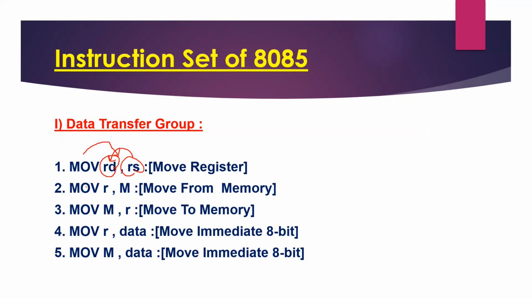Second instruction, MOV R, M, means move data from memory to register. Next is MOV M, R, means move data from register to memory. Next is MVI R, data, means move immediate 8-bit data to the register, meaning data is directly included in the instruction. Next is MVI M, data, means move immediate data to the memory. So 5 instructions were done.